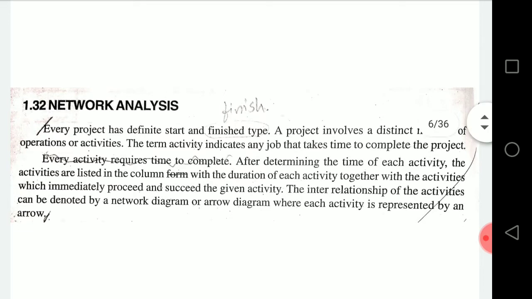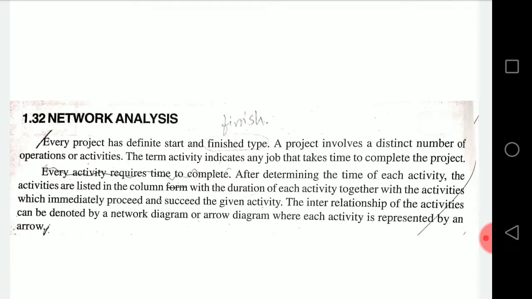So, there are two methods of representing any project in the network form. First one, AOA, that is activities on arrows, and the other one is activities on nodes diagrams. Shortly we can say AON diagram. So there are two methods of representing any project in the network form. First one the AOA diagram and another one is the AON diagram.